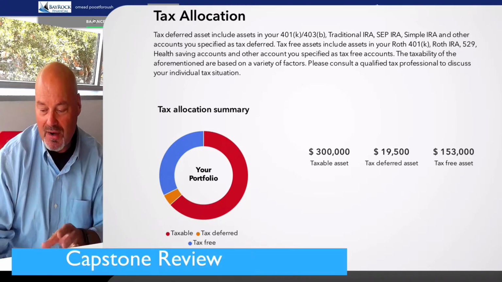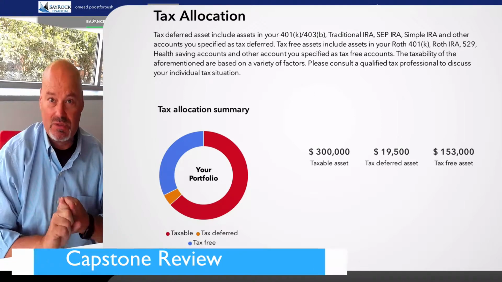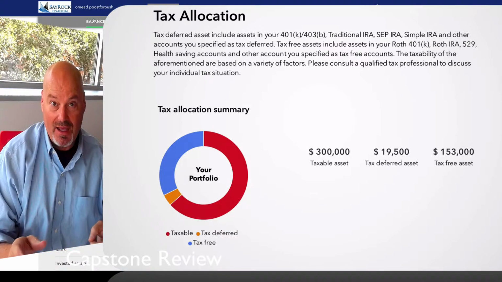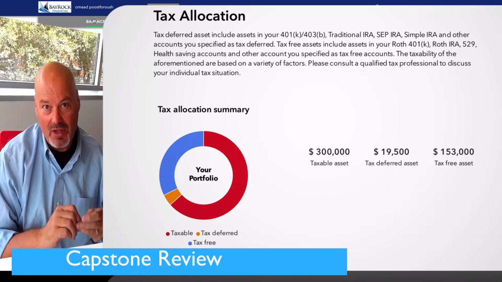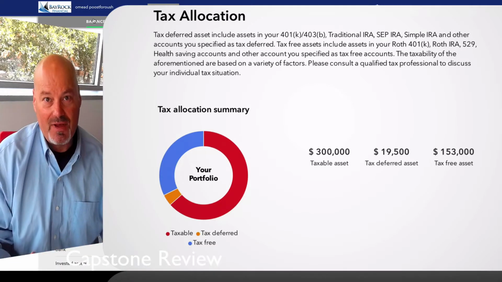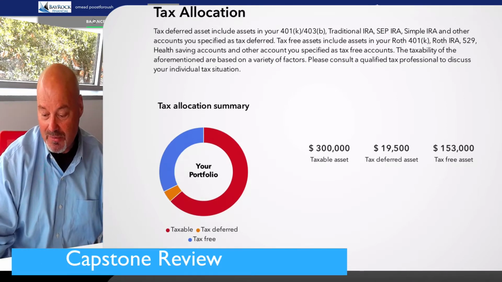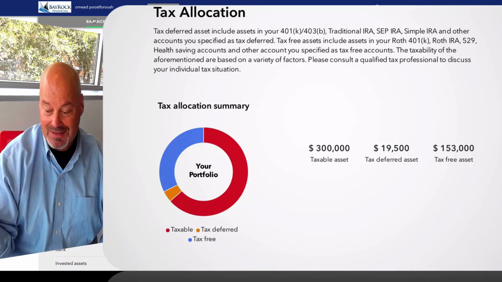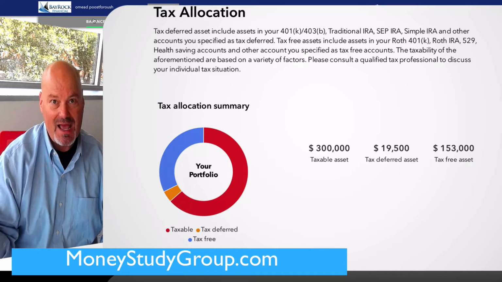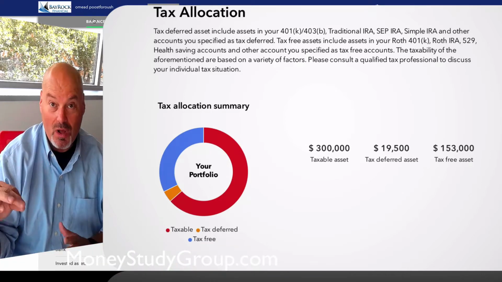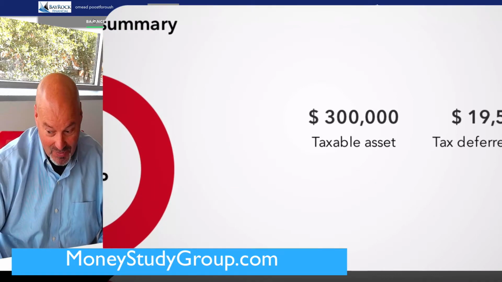So this is where the rubber meets the road, where you demonstrate that you understand the difference between a 401k account and an IRA account and a Roth IRA account and a non-tax qualified account. And so right now you see that Omiyad has $300,000 in a taxable asset, which means that's $300,000 in a non-tax qualified account, which means it is taxable, which is exactly what it says.